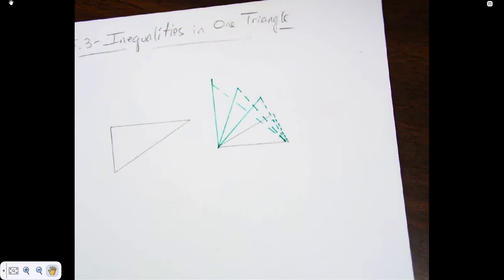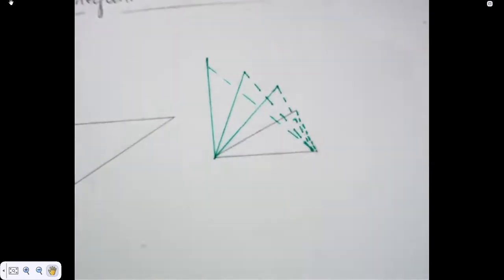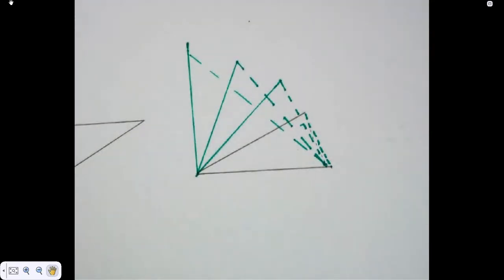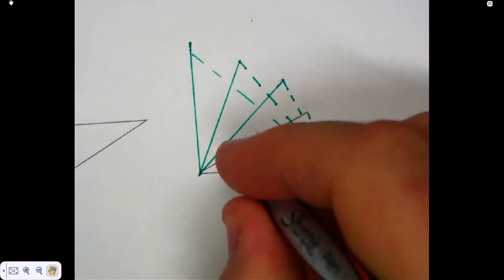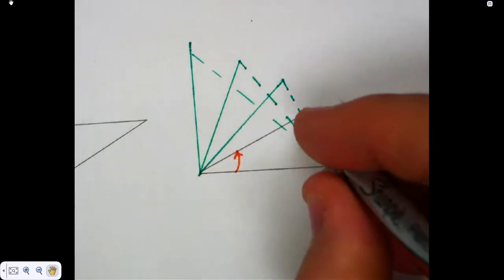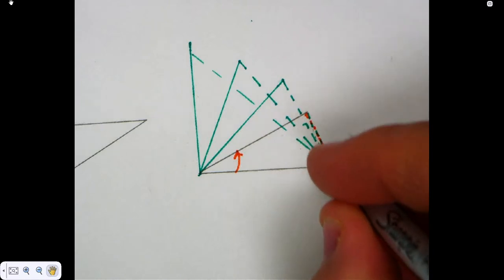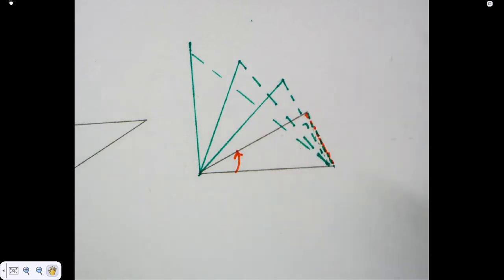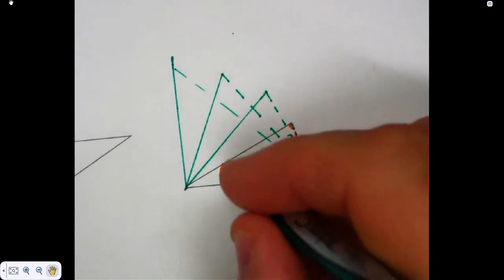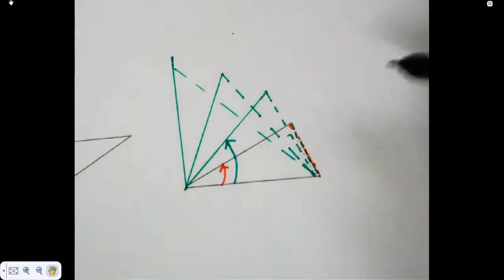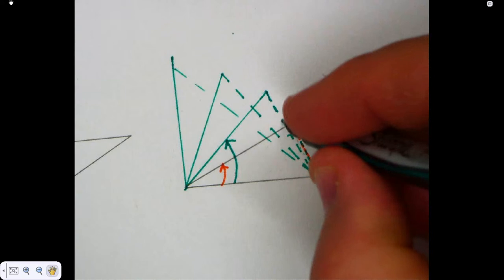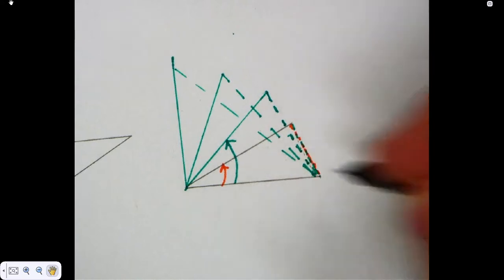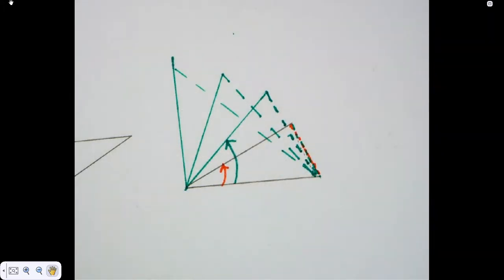I think it's pretty obvious here. Okay, this was my first angle, here to here, correct? And this is my dotted line. What happened when I made the angle just a little bit bigger? What happened to the dotted side? If you were to describe to me what happened to it. It got bigger, didn't it?